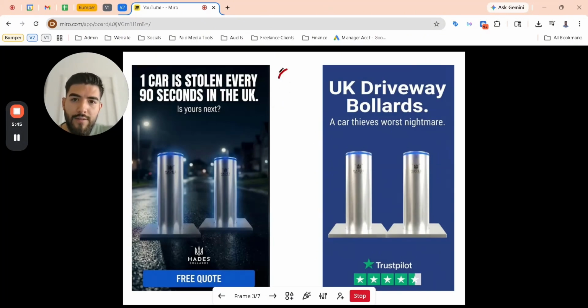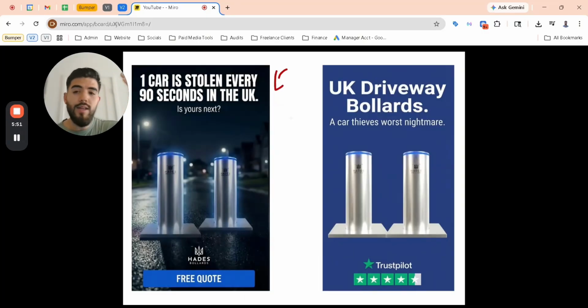This one on the left is very fear-based. It's getting somebody to say, I didn't know I needed this until now. One car is stolen every 90 seconds in the UK. Is yours next? Like, this is going to make me think and potentially convert.